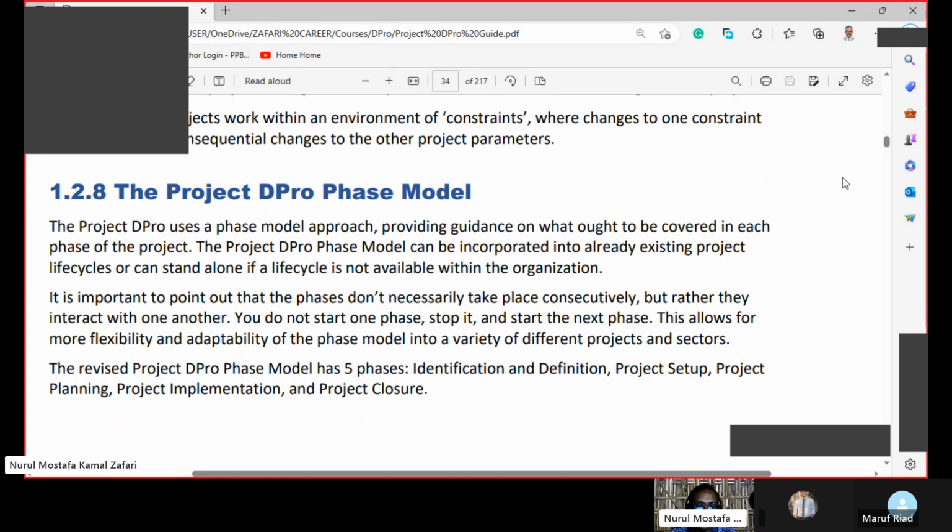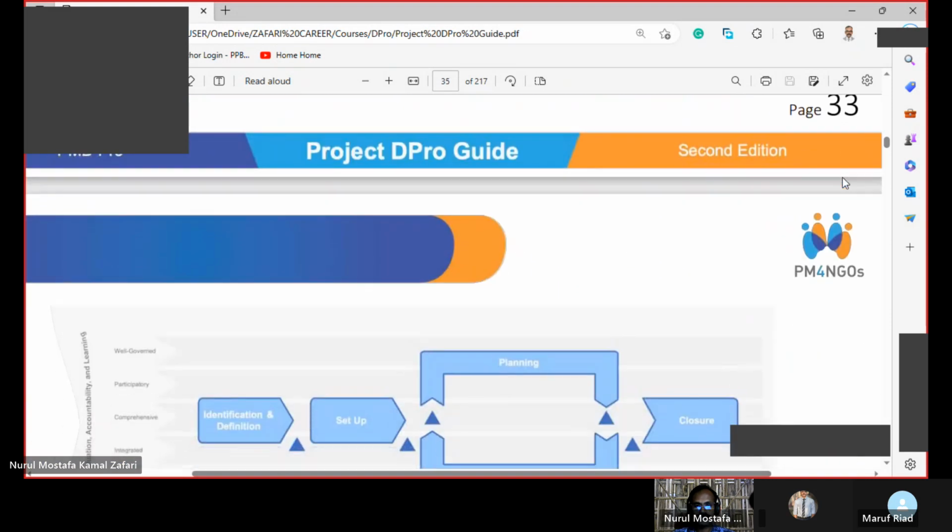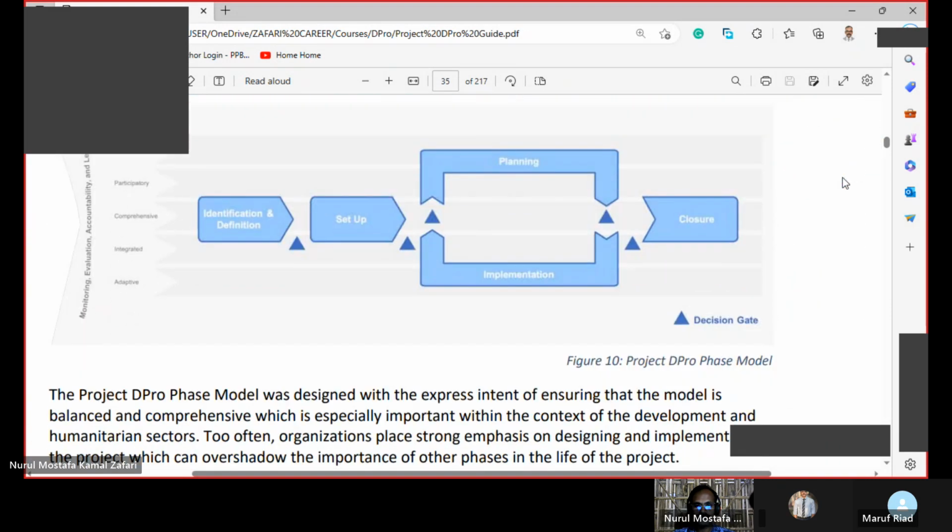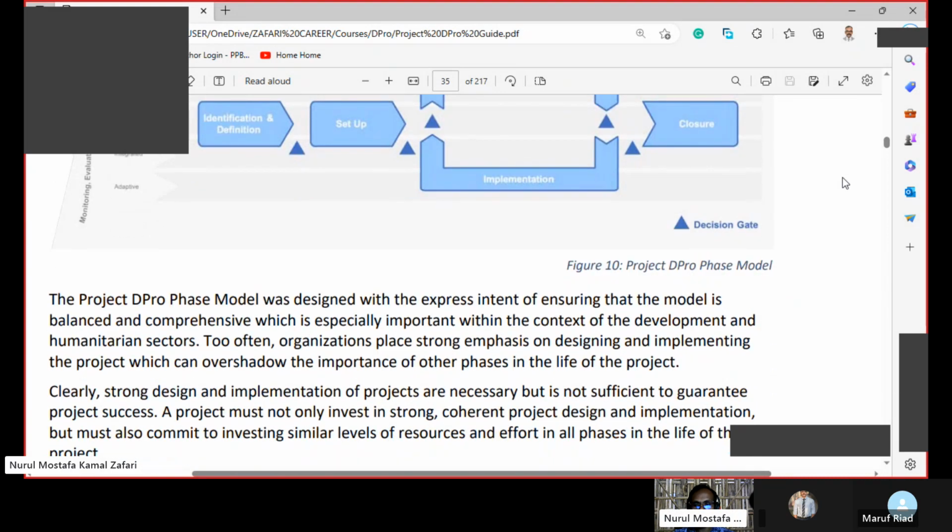The revised Project DPro phase model has 5 phases: identification and definition, project setup, project planning, project implementation, and project closure. So there is a diagram. After reading the main text, we will discuss the diagram.